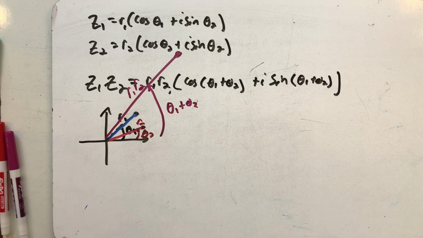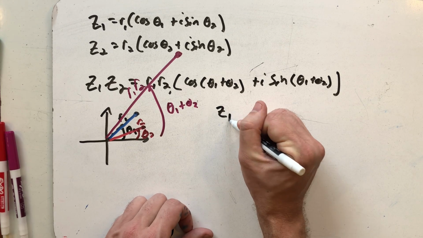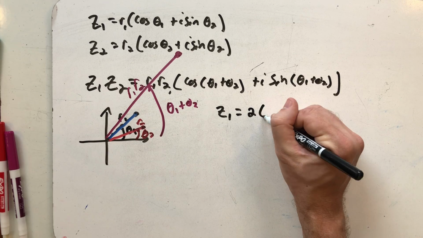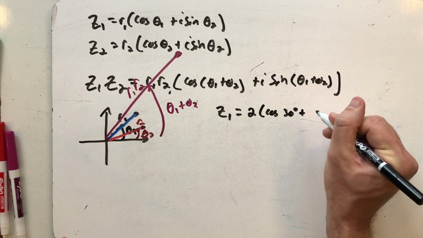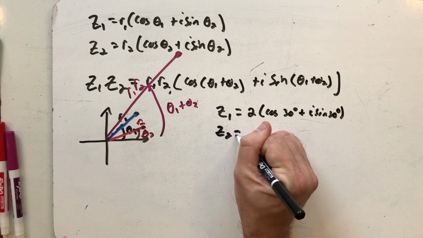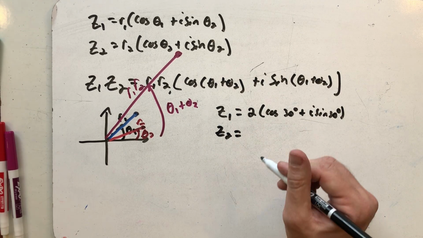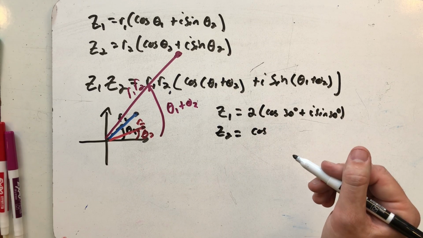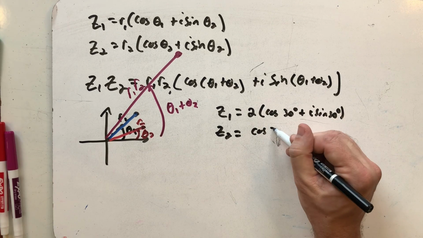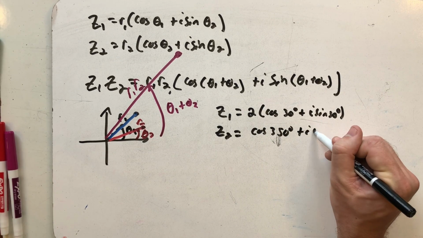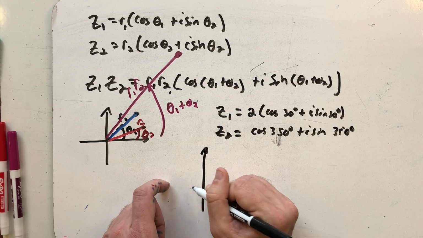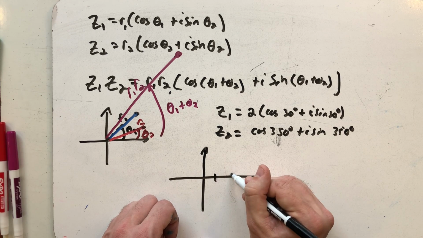But just to think about this as a rotation a little bit more, let's imagine that z1 is 2 times the cosine of 30 degrees plus i sine of 30 degrees. And that z2 has an r value of 1 and is the cosine of 350 degrees plus i sine 350.